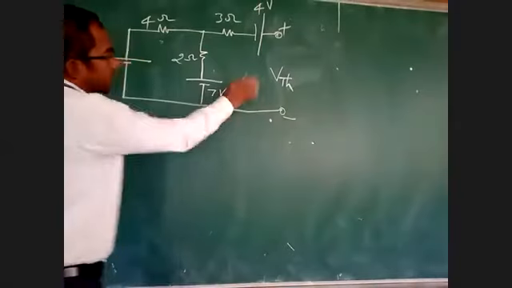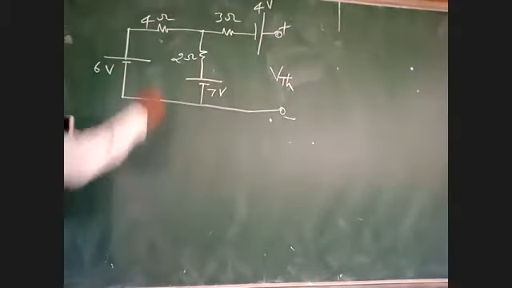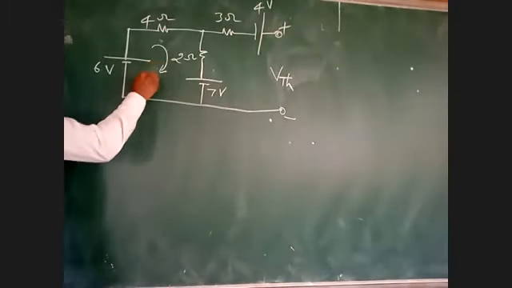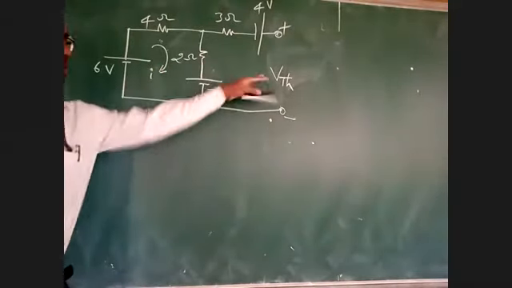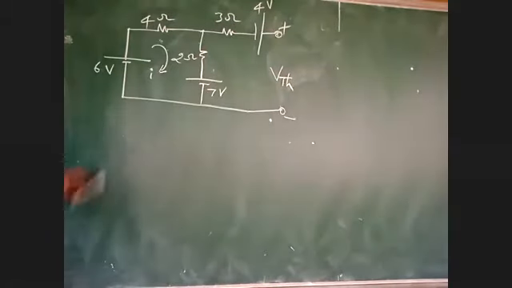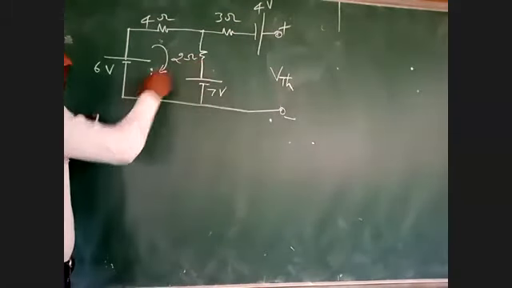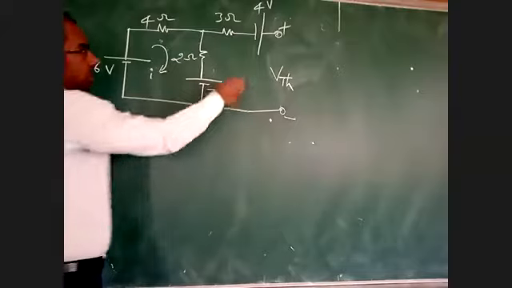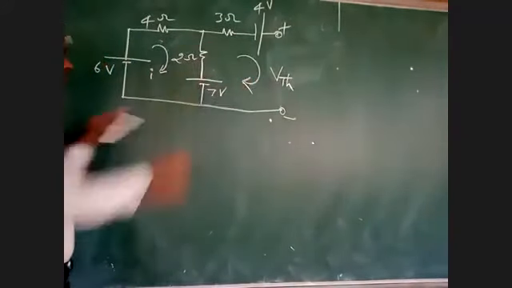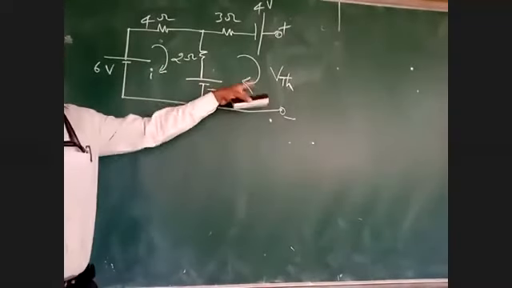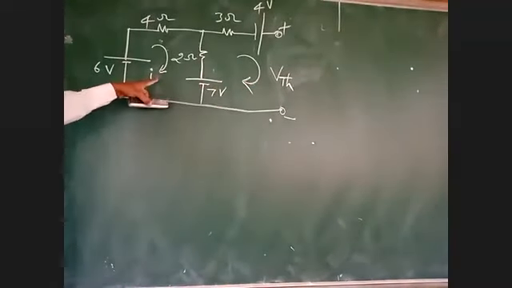Now in this loop current is 0, but in this loop current will flow. In this loop current is 0 because this is open circuit. Now current in 2 ohms is only I, because the other current is 0. Consider one reference direction here, either this direction or this direction. But this is not the current direction. This is the reference direction. But this is the current direction.